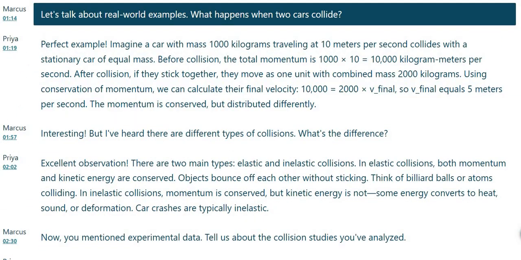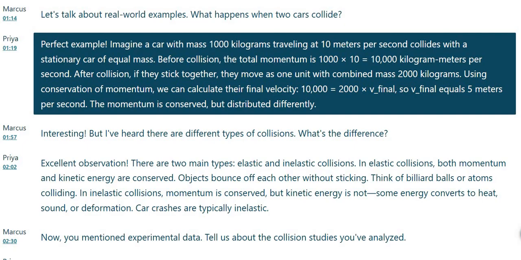Let's talk about real-world examples. What happens when two cars collide? Perfect example. Imagine a car with mass 1,000 kilograms traveling at 10 meters per second collides with a stationary car of equal mass. Before collision, the total momentum is 1,000 times 10 equals 10,000 kilogram meters per second.